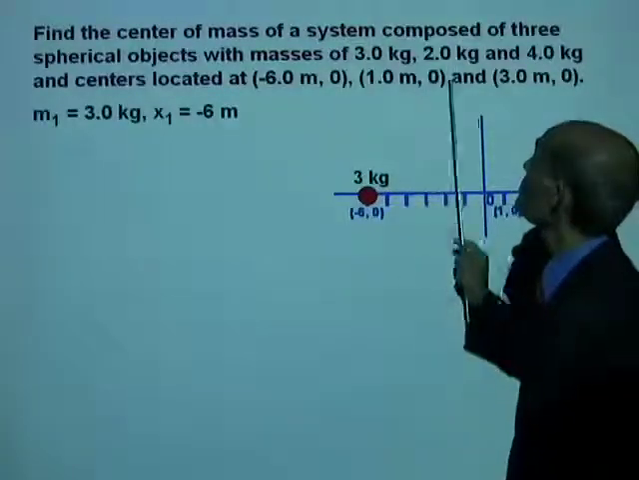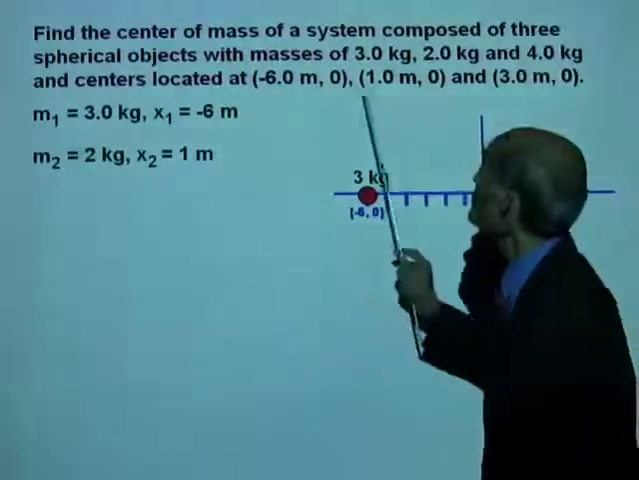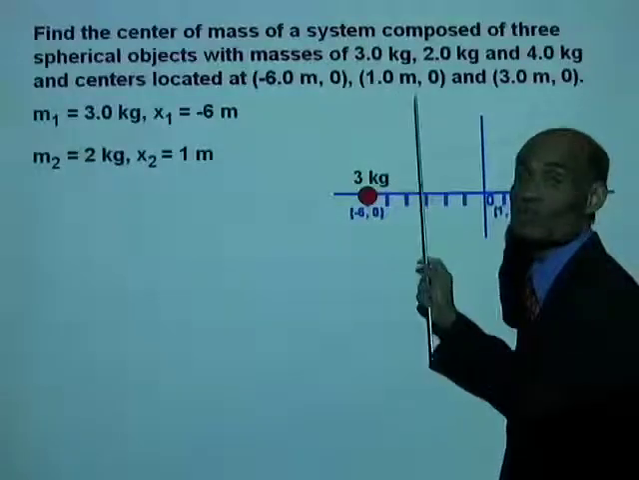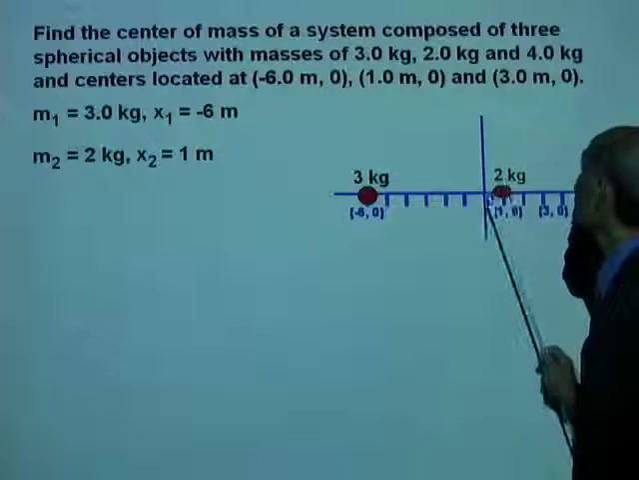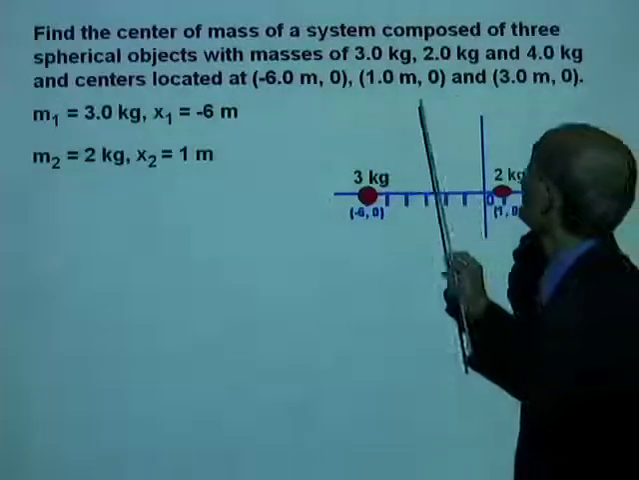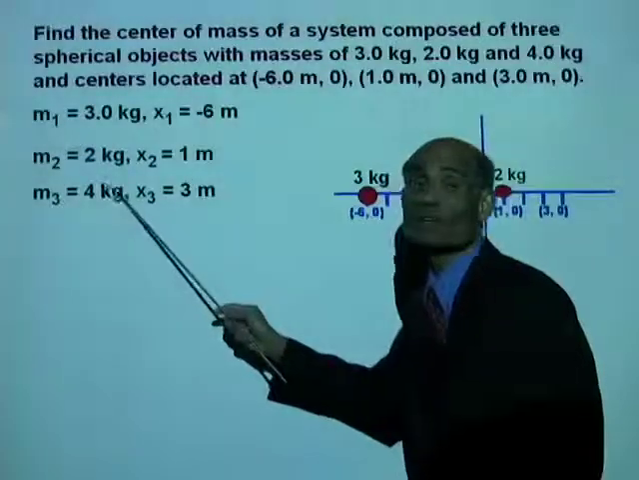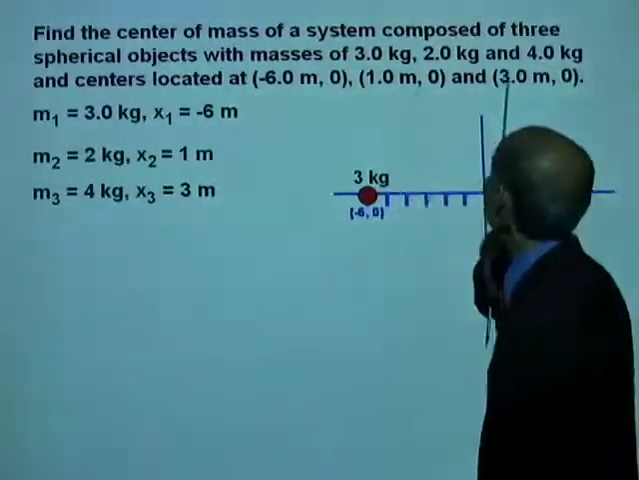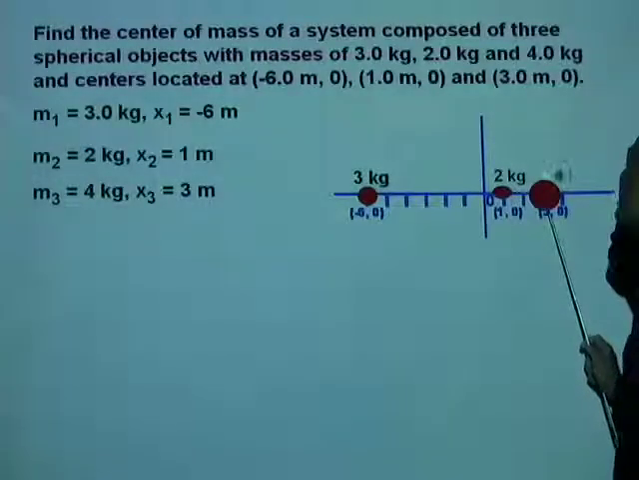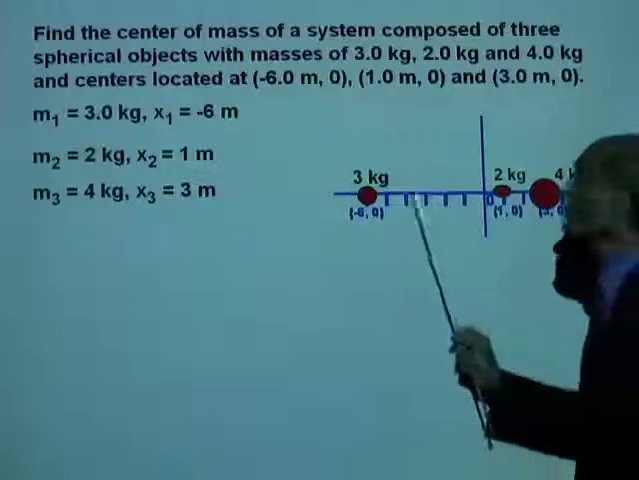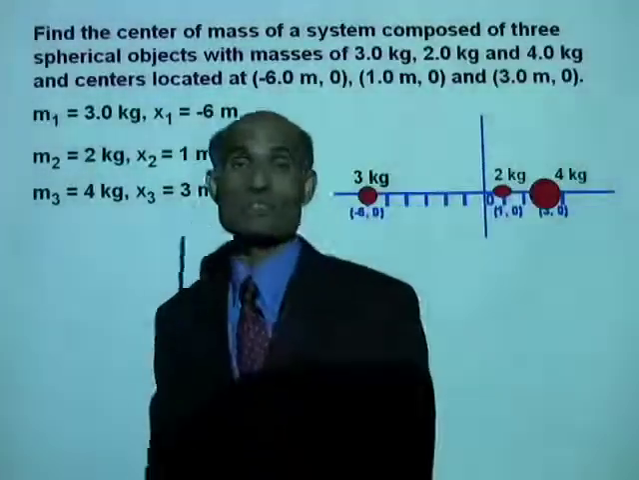Where is the 2 kg? M2 equals 2 kg, x2 is at x equals 1 meter over here. This is the 2 kg. And where is the third mass? The 4 kg. M3 equals 4 kg, x3 equals 3 meter. It's here. That is our 4 kg. We got three different objects on the x-axis.